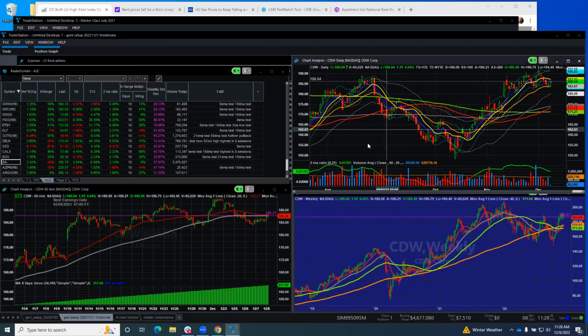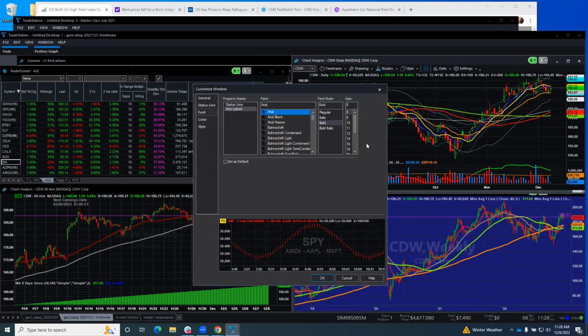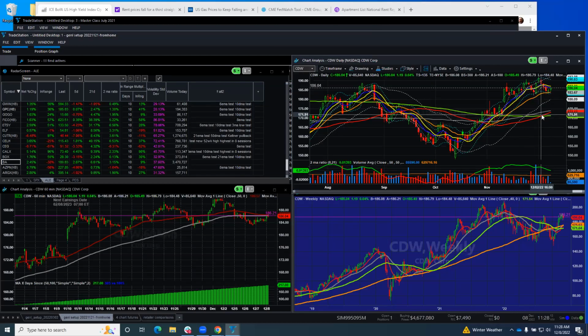They're more hardware based. CDW popped up on my list because it recently had a golden cross, and it pulled back to the bottom of this Keltner channel here.